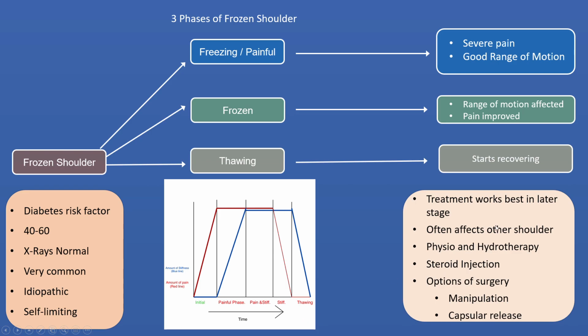With this condition, the condition is self-limiting, but the treatment works better in later stages. If the condition is taking too long to recover, then you can try measures to help it recover, such as physiotherapy and hydrotherapy, a steroid injection of the joint, and at a later date, surgery such as manipulation and capsular release of the scar tissue around the shoulder, releasing the tightened capsule which occurs in a frozen shoulder. It can be of use, but really the longer one waits to do treatment, the better they do.